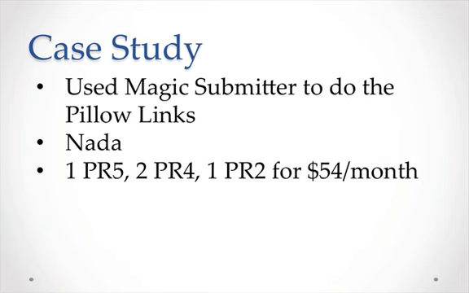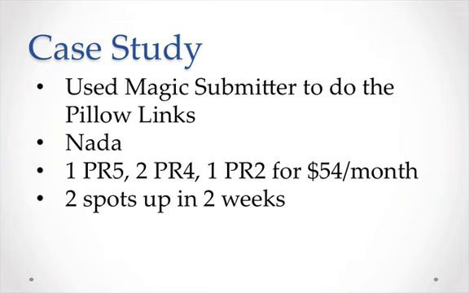So then I went back to the Infinitum forum, and I found one guy who offered me a PR5, 2 PR4s, and 1 PR2 for $54 a month. That leaves us at about $69 a month cost for this, and I think I got a spun article to use in Magic Submitter that might have been like 12 bucks or something like that. And it was 2 spots up in 2 weeks after getting these 4 other high PR links.